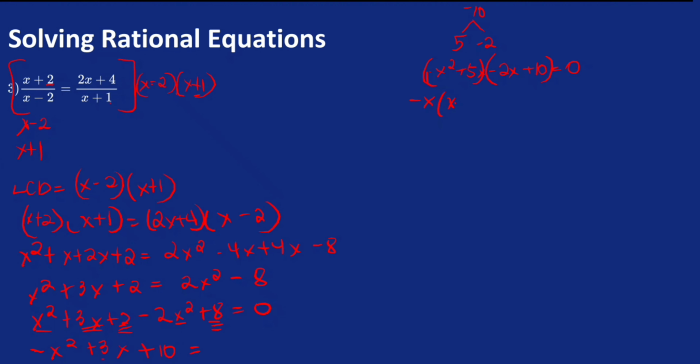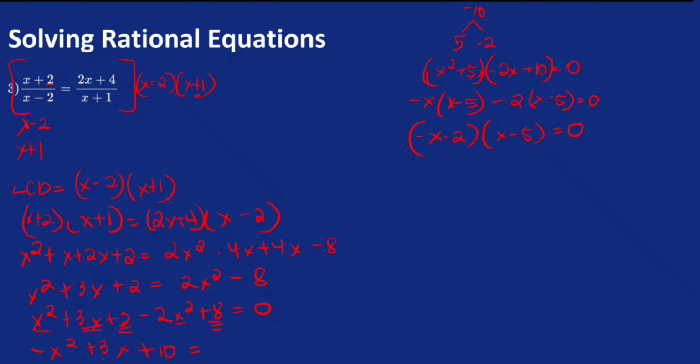And 5x divided by negative x is negative 5. For the second group, we can factor out negative 2. And you'll be left with negative 2x divided by negative 2 is x, and 10 divided by negative 2 is negative 5, equal to 0. Therefore, our factors are negative x minus 2 times x minus 5, equal to 0.